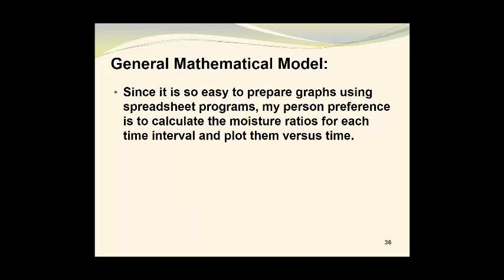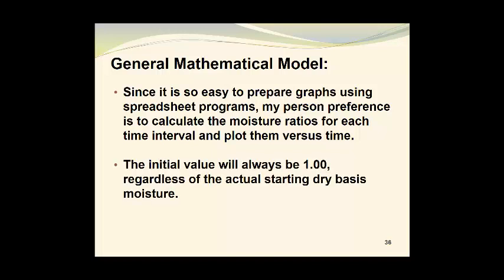So the final equation then becomes m is equal to e raised to the minus 0.250t. Since it is so easy to prepare graphs using spreadsheet programs, my personal preference is to calculate the moisture ratios for each time interval and plot them versus time. The initial value will always be 1.00, regardless of the actual starting dry basis moisture.